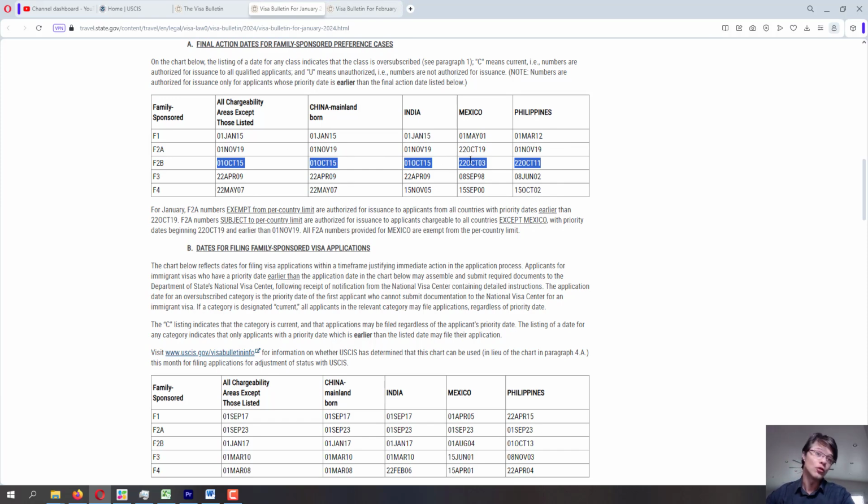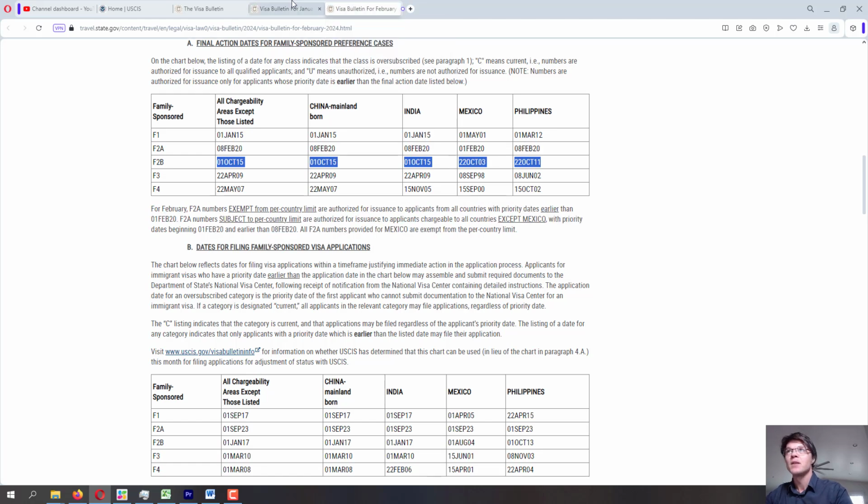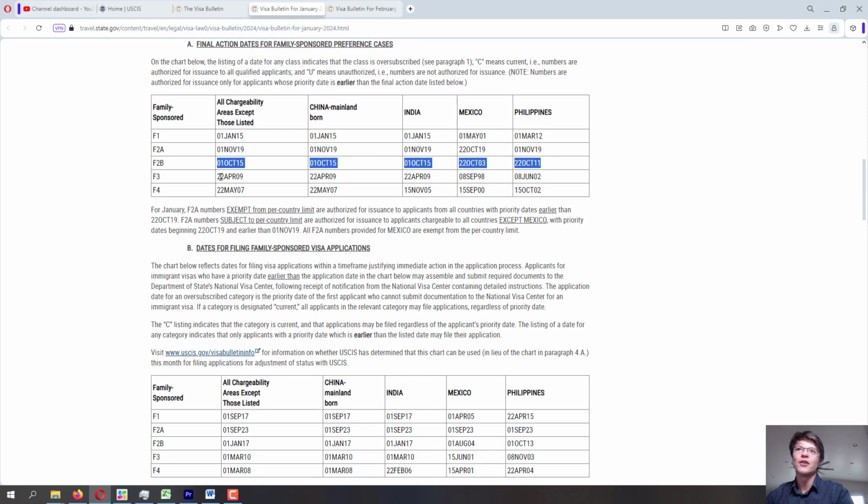For Mexico, it's October 2003. Mexico is a chargeability area that is big time behind, and Philippines is the second one that is big time behind. It's October 2011. So compared to February, looks like there is absolutely no movement at all, and in fact I see that there is absolutely no movement for anybody else in the chart A.